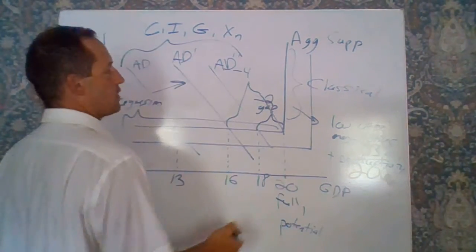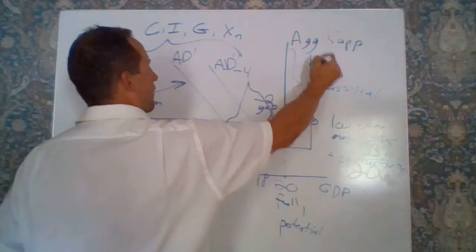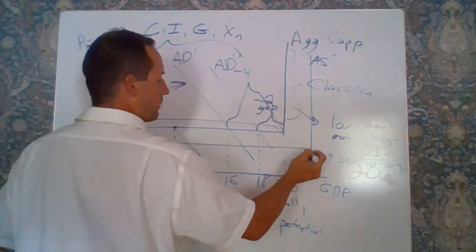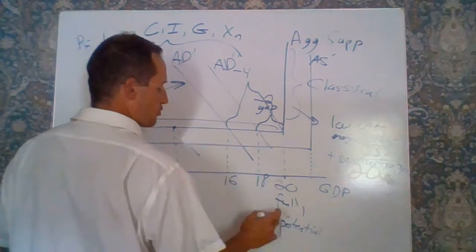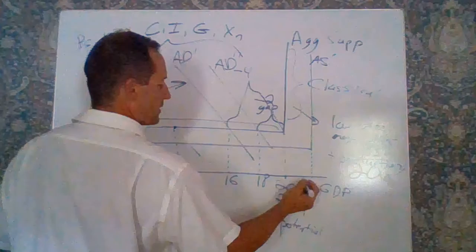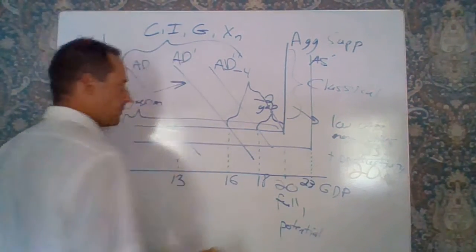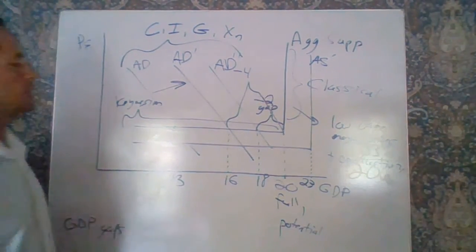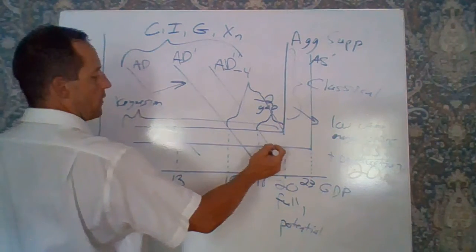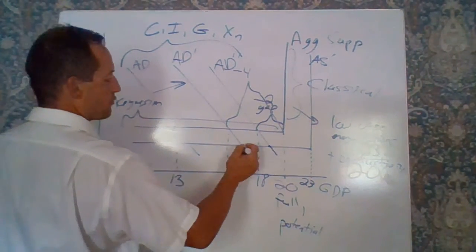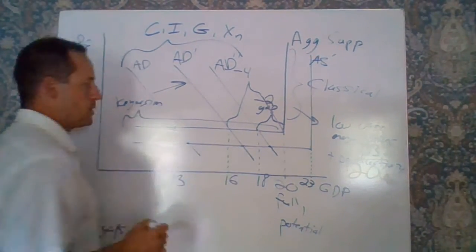And as you see here, if we have an aggregate supply curve prime here, our potential or full goes from 20 to something greater. And if we're still on these aggregate demand curves, we're still left with a negative GDP gap.